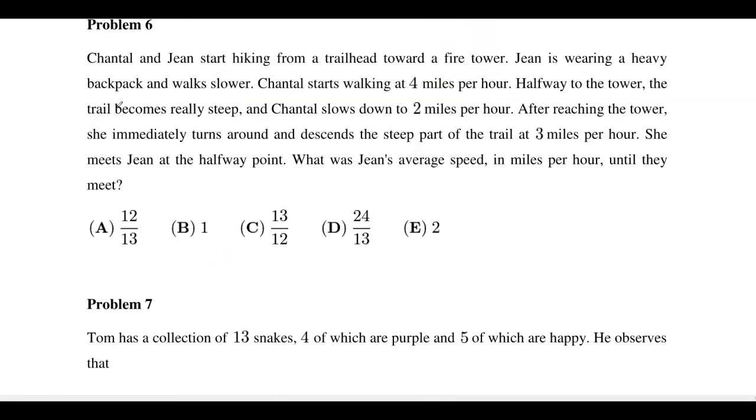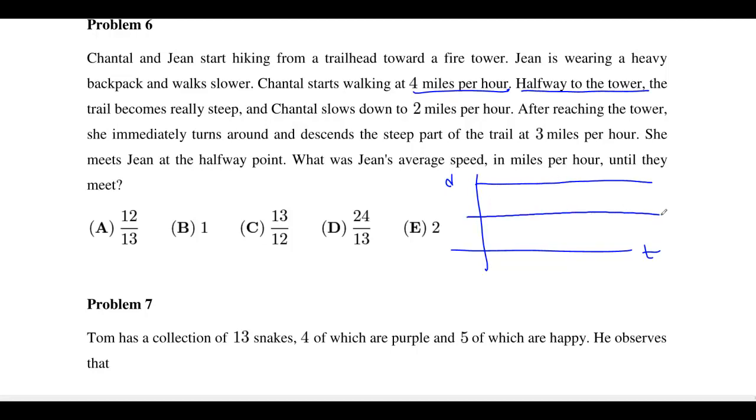Number 6. Okay, I think this is already on YouTube. We can try again. I remember these questions. Okay, this is time. This is distance. 4 miles per hour, that is speed. Okay, halfway to the top. They go about 4 miles per hour, very fast, up to here, and the next one 2 miles per hour. Slow. Okay, a little slow, and going down over here 3 miles.